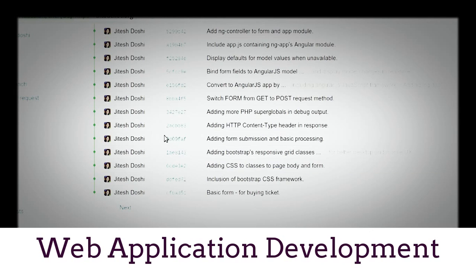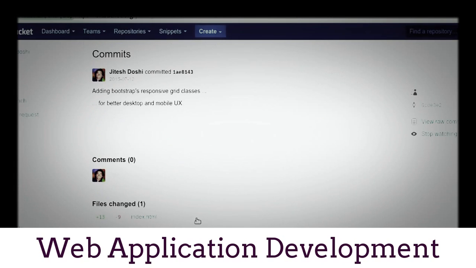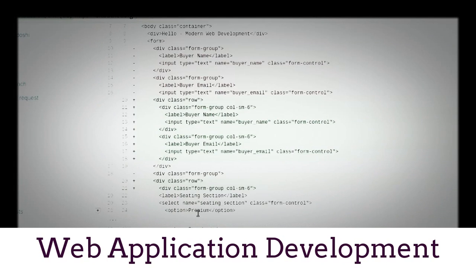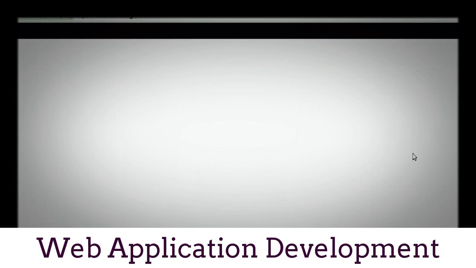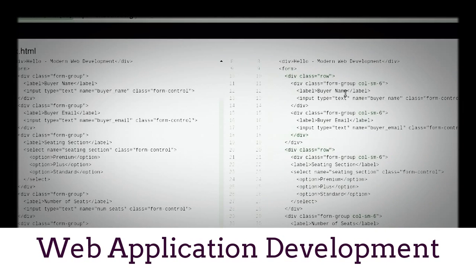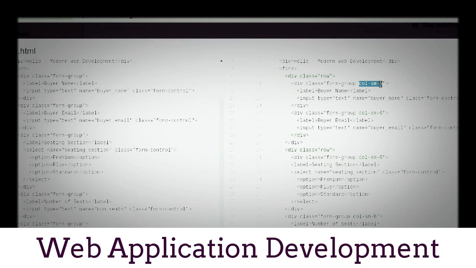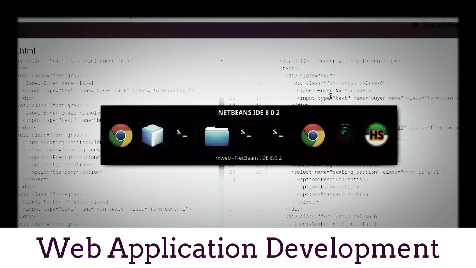So far, the aspect of modern web development that we have used is HTML5 and CSS3 and the Bootstrap CSS Framework. So next what we want to do is, Bootstrap comes with a powerful responsive grid. Let's do side-by-side diff, and we will be able to see. You see how you have class row and column SM6, small 6. So let me show you how that works.